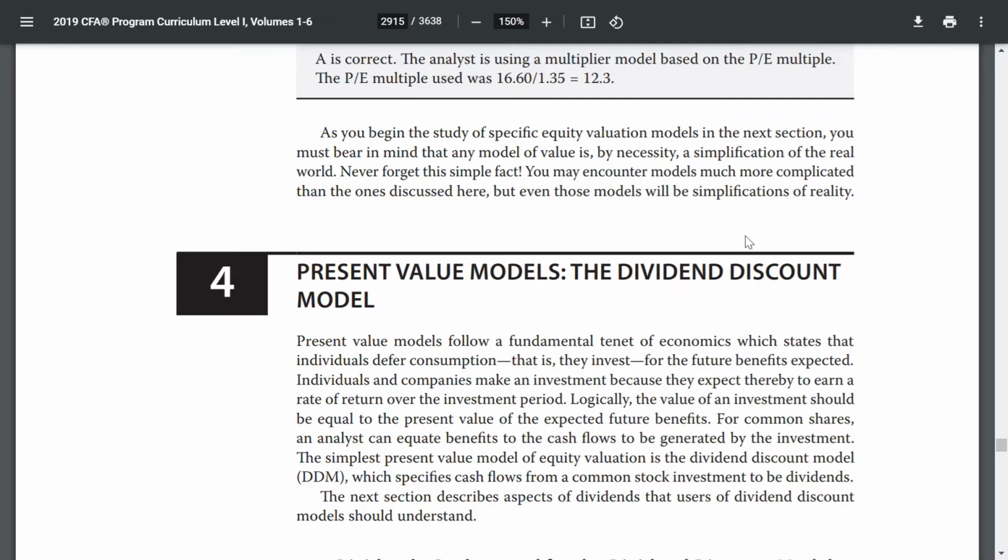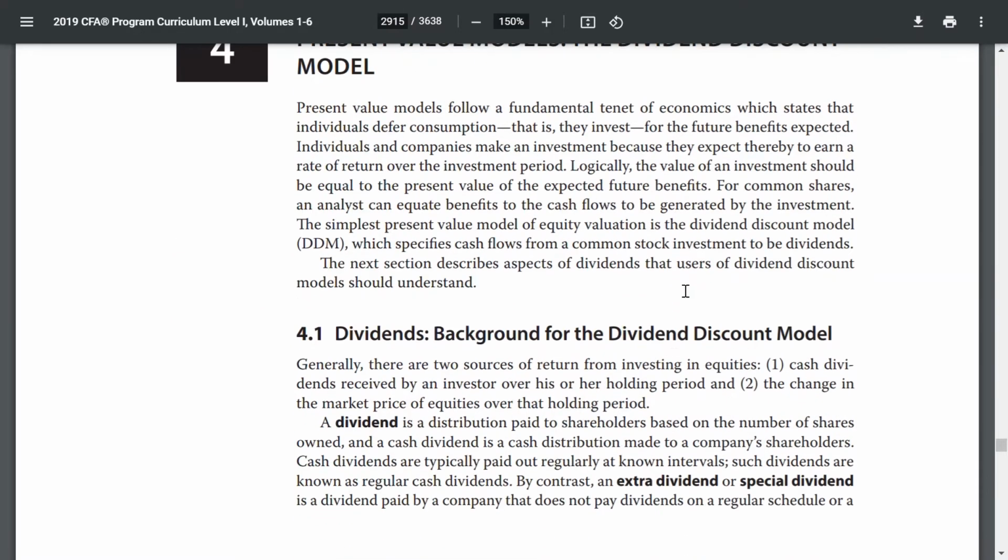Present value model, the dividend discount model. The present value model follows a fundamental tenet of economics, which states that individuals defer consumption. That is, they invest for the future benefits expected. Individuals and companies make an investment because they expect thereby to earn a rate of return over the investment period. Logically, the value of an investment should be equal to the present value of the expected future benefits.